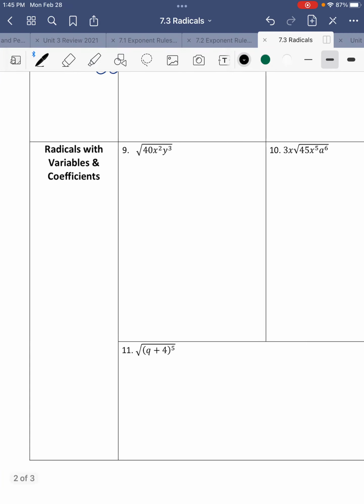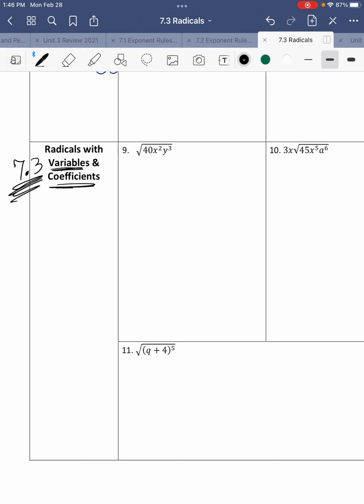All right, we're going to continue with 7.3. So this is still 7.3. We are simplifying radicals still, but now we're talking about variables and coefficients. So we have to do a little bit extra here. Not too much different though.